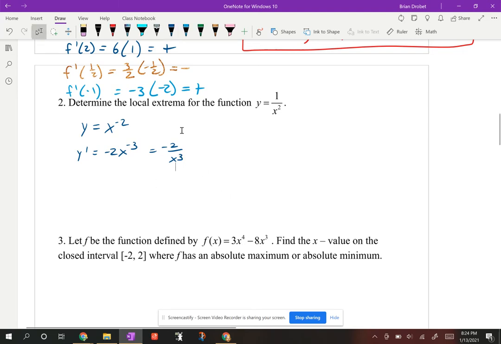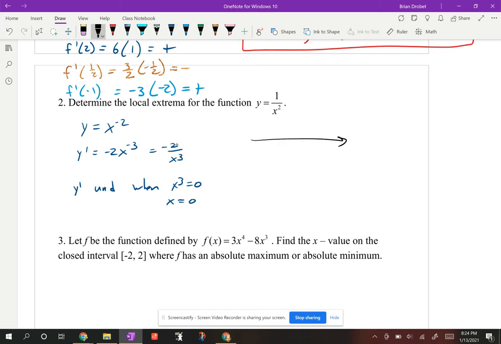So I'm going to start by finding the critical points. Now, this derivative will never equal 0 because the numerator is 2, which can't ever equal 0. But it can be undefined. So y prime is undefined when x cubed is equal to 0, which is the same as x equals 0. So we'll have division by 0.